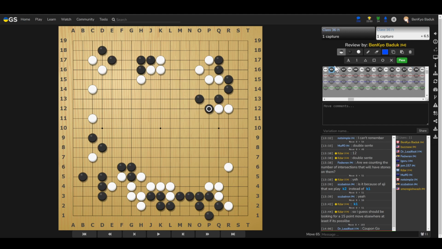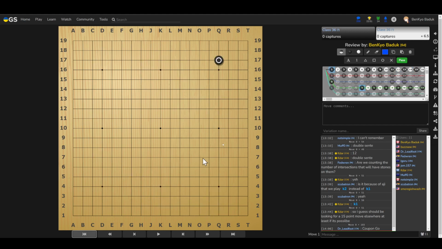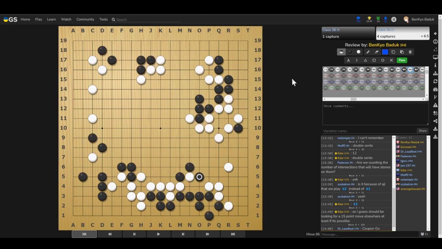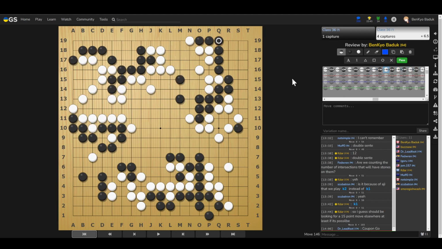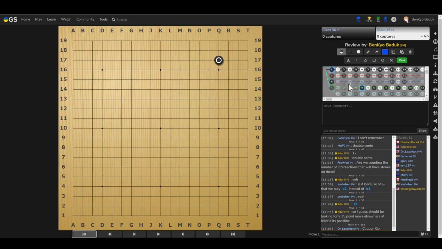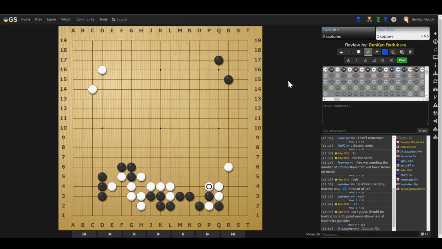Right, so for this game, I've forgotten what the focus I wanted was, or which moves I was going to look at. Give me a second here.